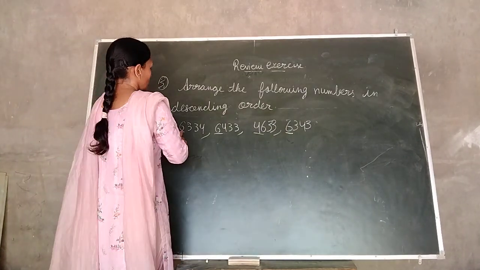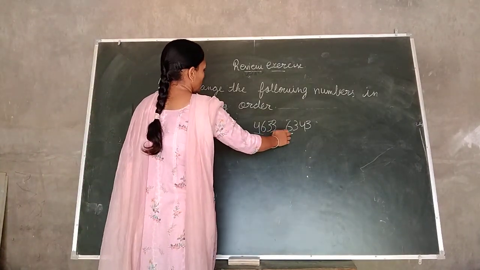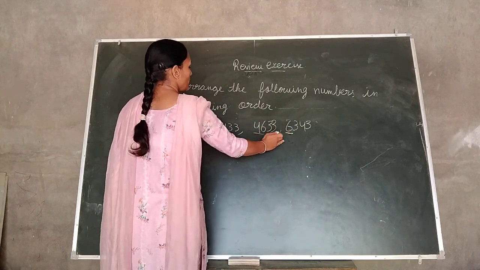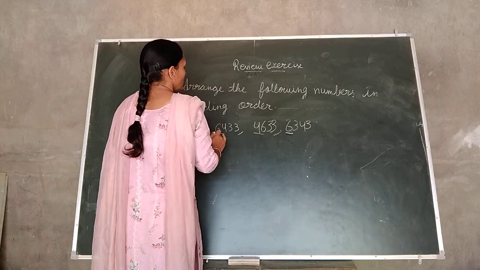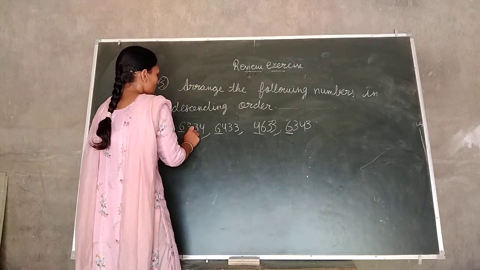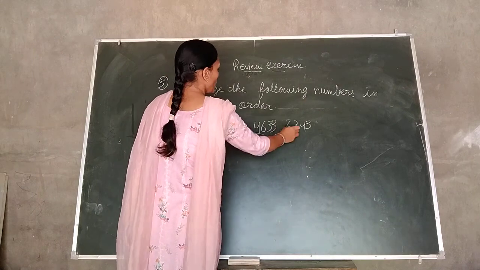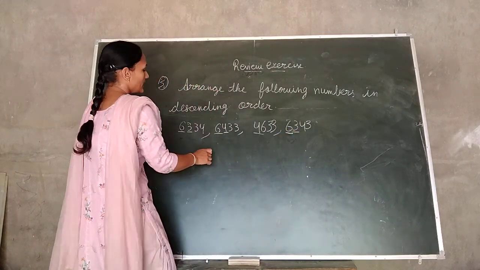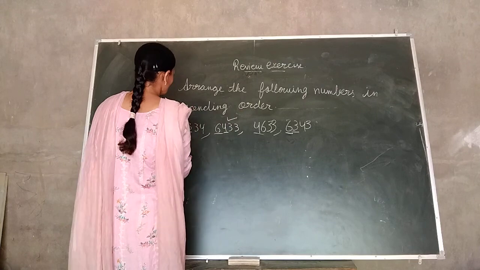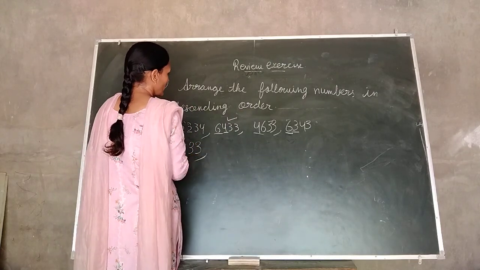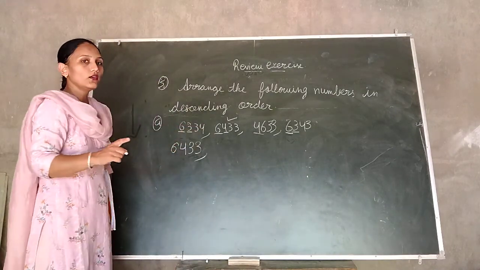6, 6, 4, 6. Next, 4 is less than 6. So it means it can't be the greatest digit. Next we will compare the digits in hundred place. 3, 4, 3, which is the greatest? 4. So what it means, this is the greatest number, 6433. Now we have three numbers.